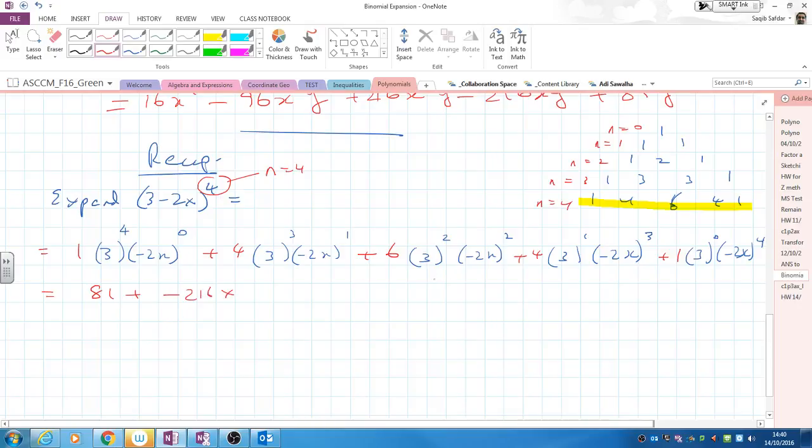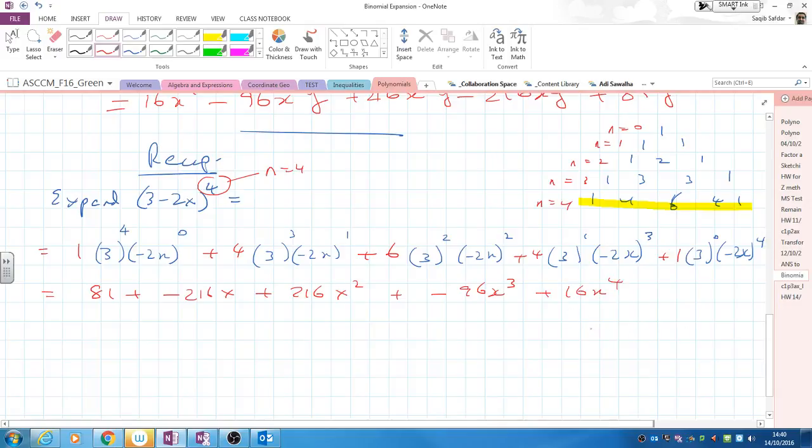Okay, for the third term, Amy? Plus 216x squared. Okay, the next term, Laurentio? Minus 96x cubed. Do we agree? Zane, do you agree with that? Okay, Wisdom, what's the last one? Plus 16x to the power 4. Hands up if you got that?